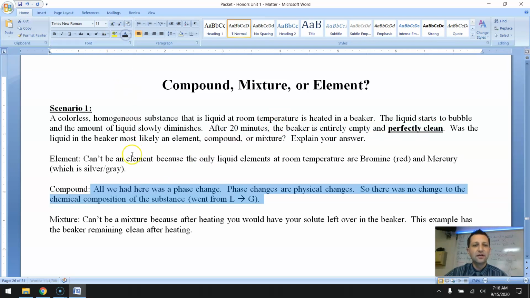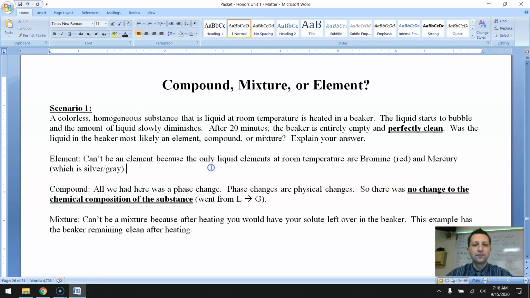All you had here was a phase change for your compound. So let's see how we can explain that. All we had was a phase change. Phase changes are physical changes. That's from a couple lessons ago, or earlier in the unit. So there was no change to the chemical composition of the substance. That is important. If there's no change to the chemical composition, then it's just a physical change, okay?